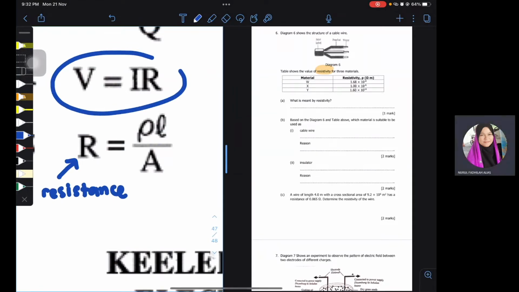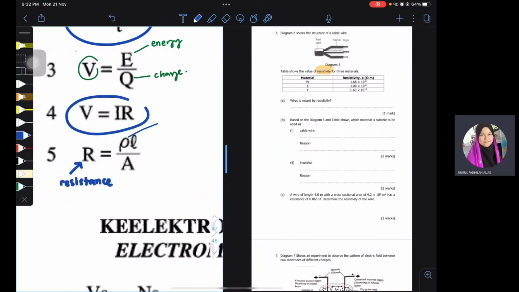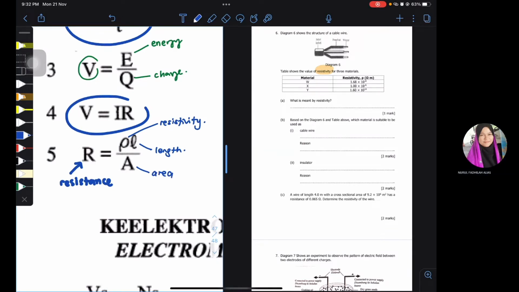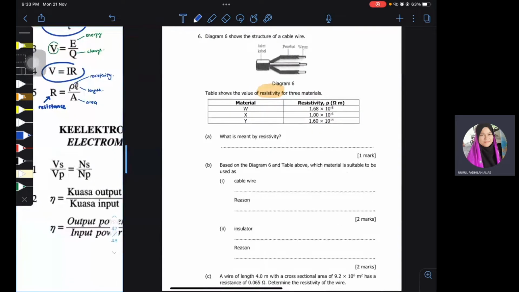Jadi selalu kena guna formula sheet. And what's ni? This is the resistivity. And L is length. A ni apa? Area. So soalan nak apa? Resistance, length or area. So the question wants resistivity.